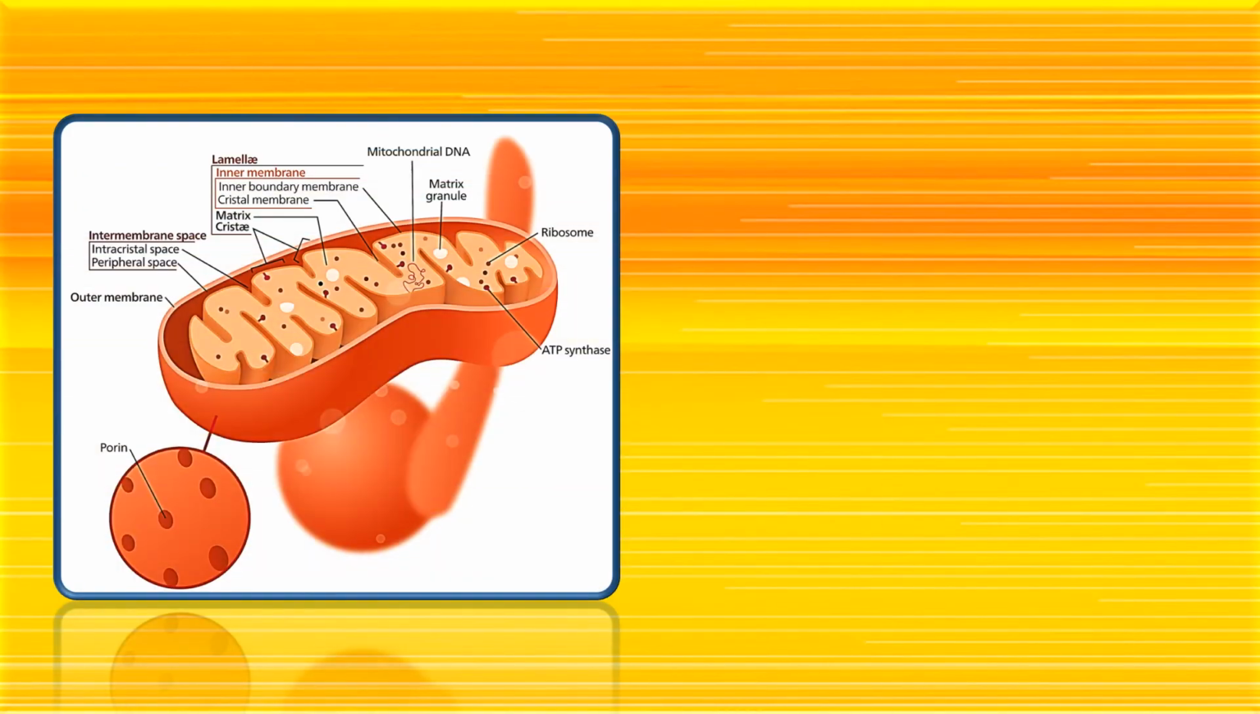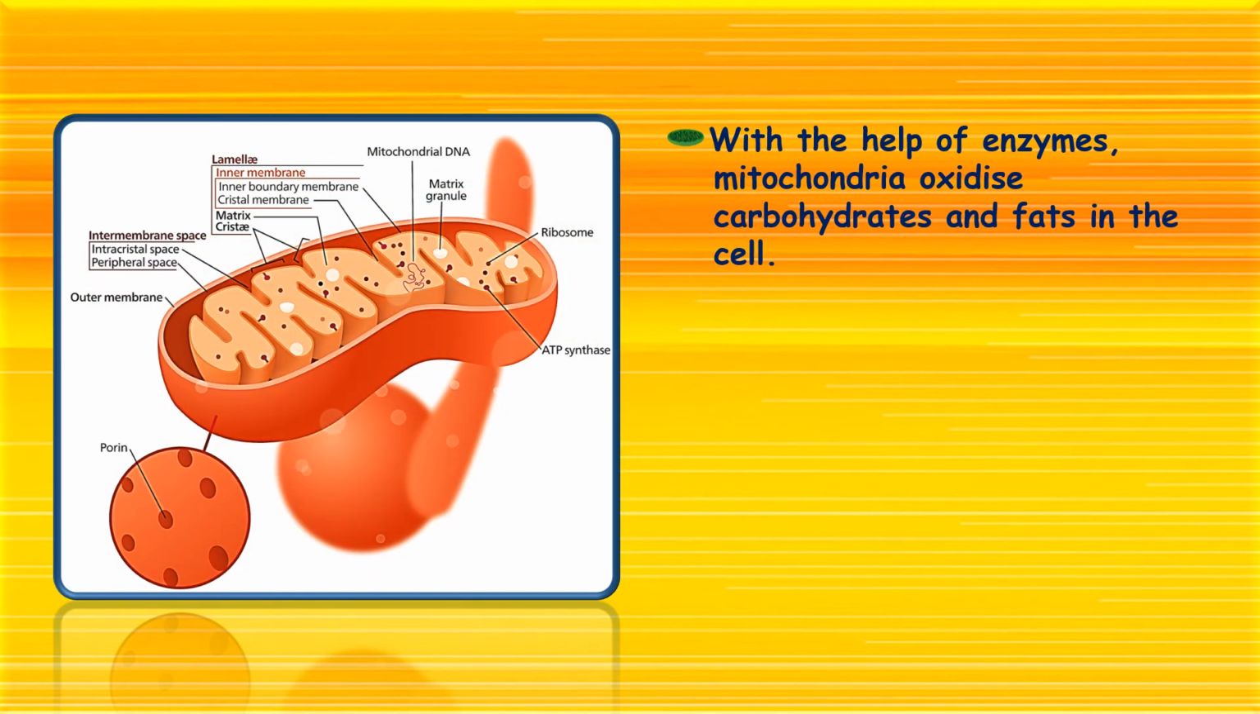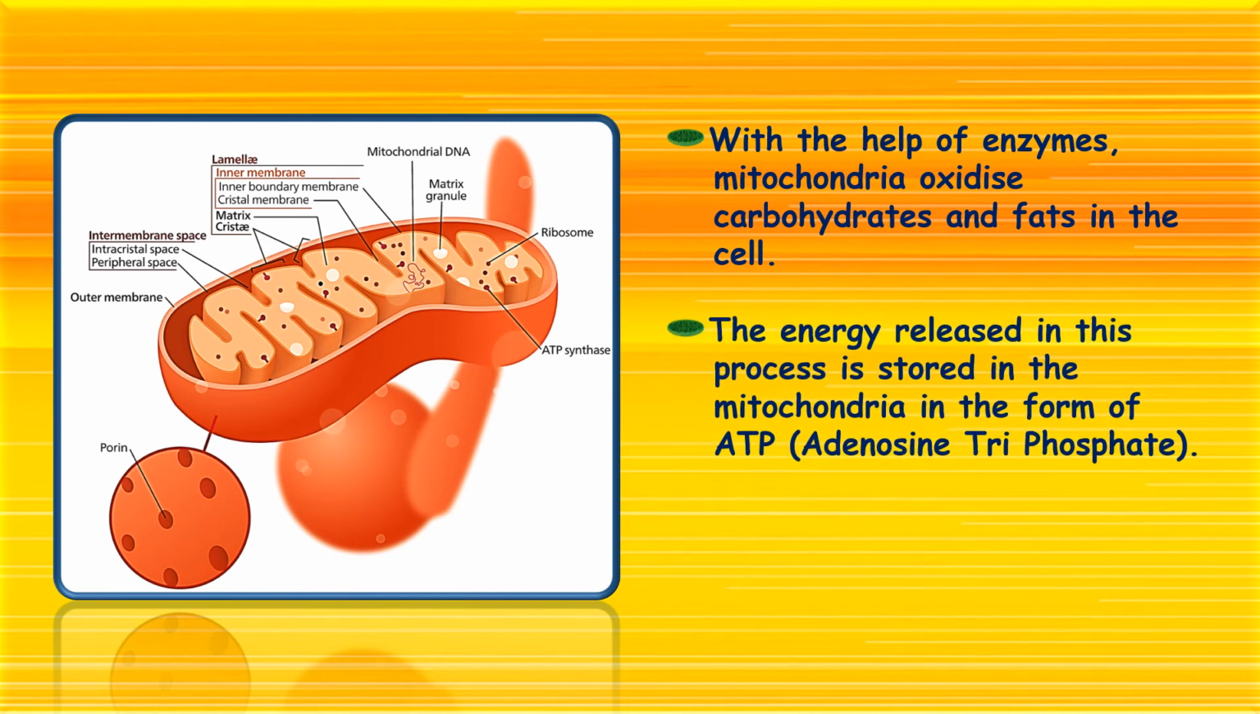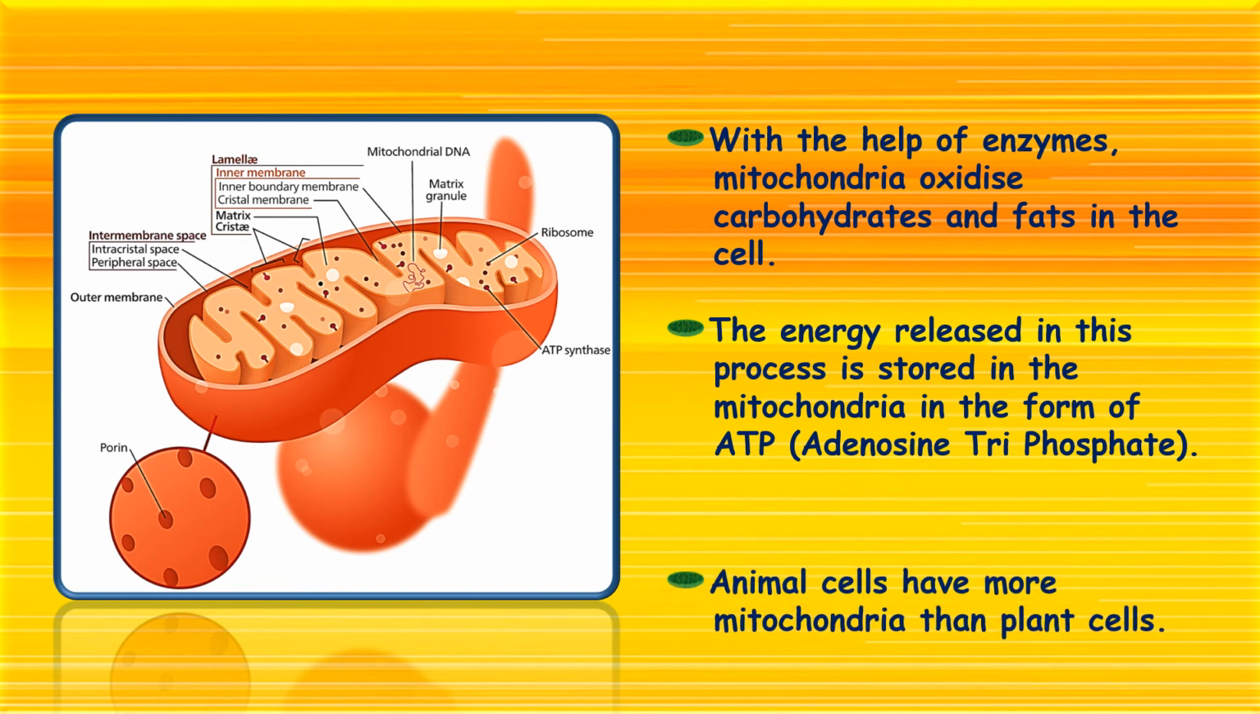Now, with the help of enzymes, mitochondria oxidize carbohydrates and fats in the cell, and then energy is released in this process and stored in the form of ATP. The full form is adenosine triphosphate. So mitochondria oxidizes, or gives oxygen to, the carbohydrates and fats which are coming into the cell. Here energy is released and stored in the form of ATP.